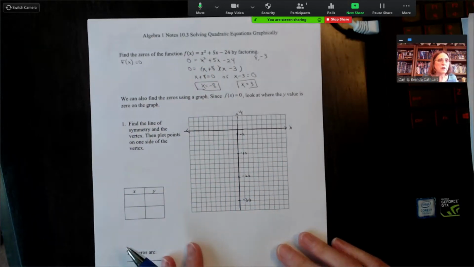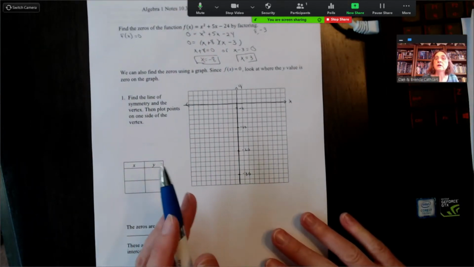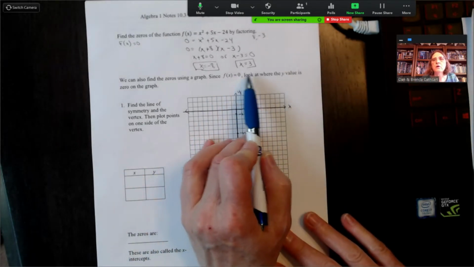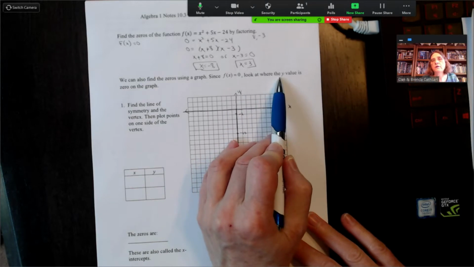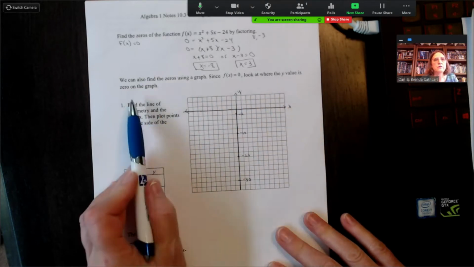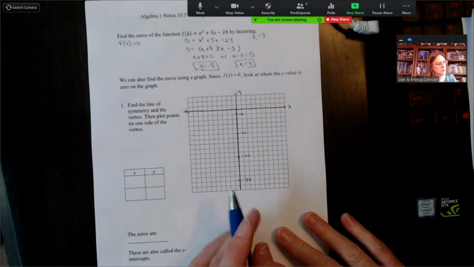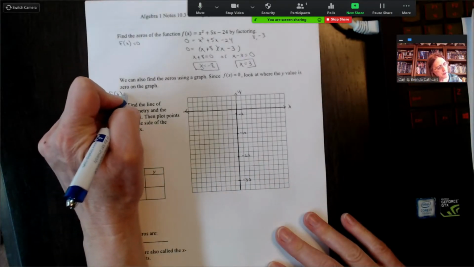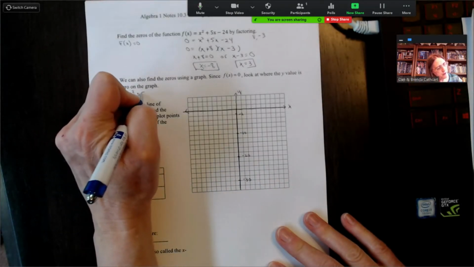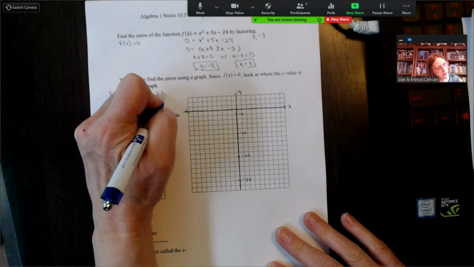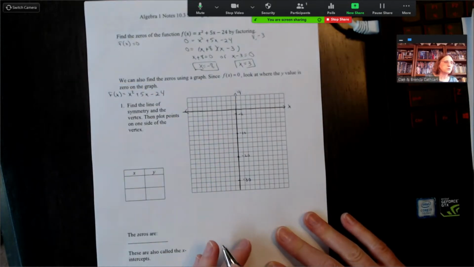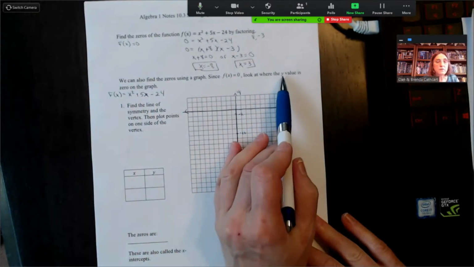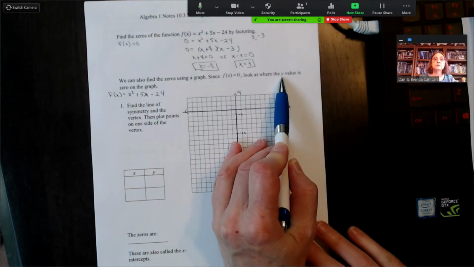We can also find zeros by looking at a graph. Since f of x is equal to 0, we want to look where the y value, or the f of x value, is 0 on the graph. So let's take this same function, f of x equals x squared plus 5x minus 24, and let's graph this function and see where it crosses the x-axis, see where the values of y are equal to 0.